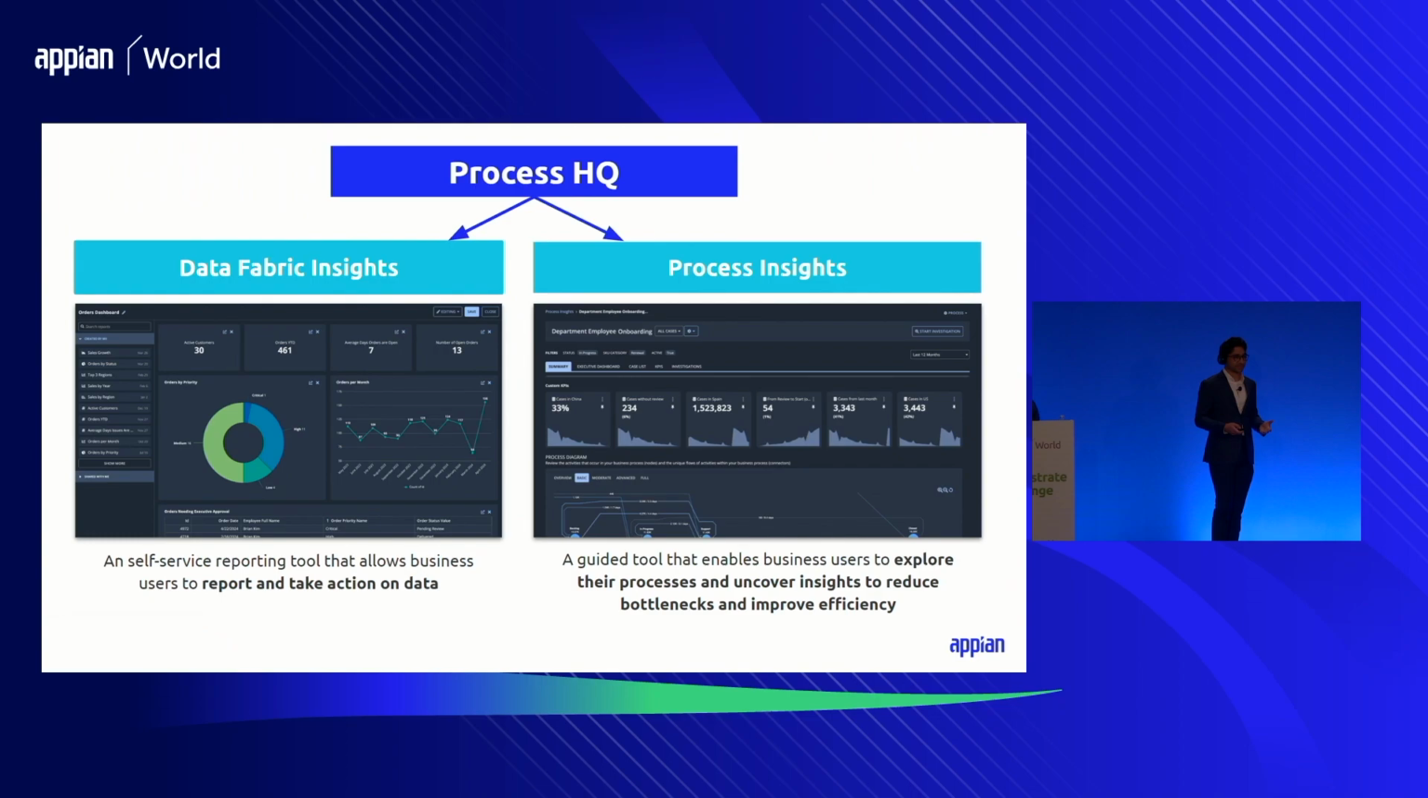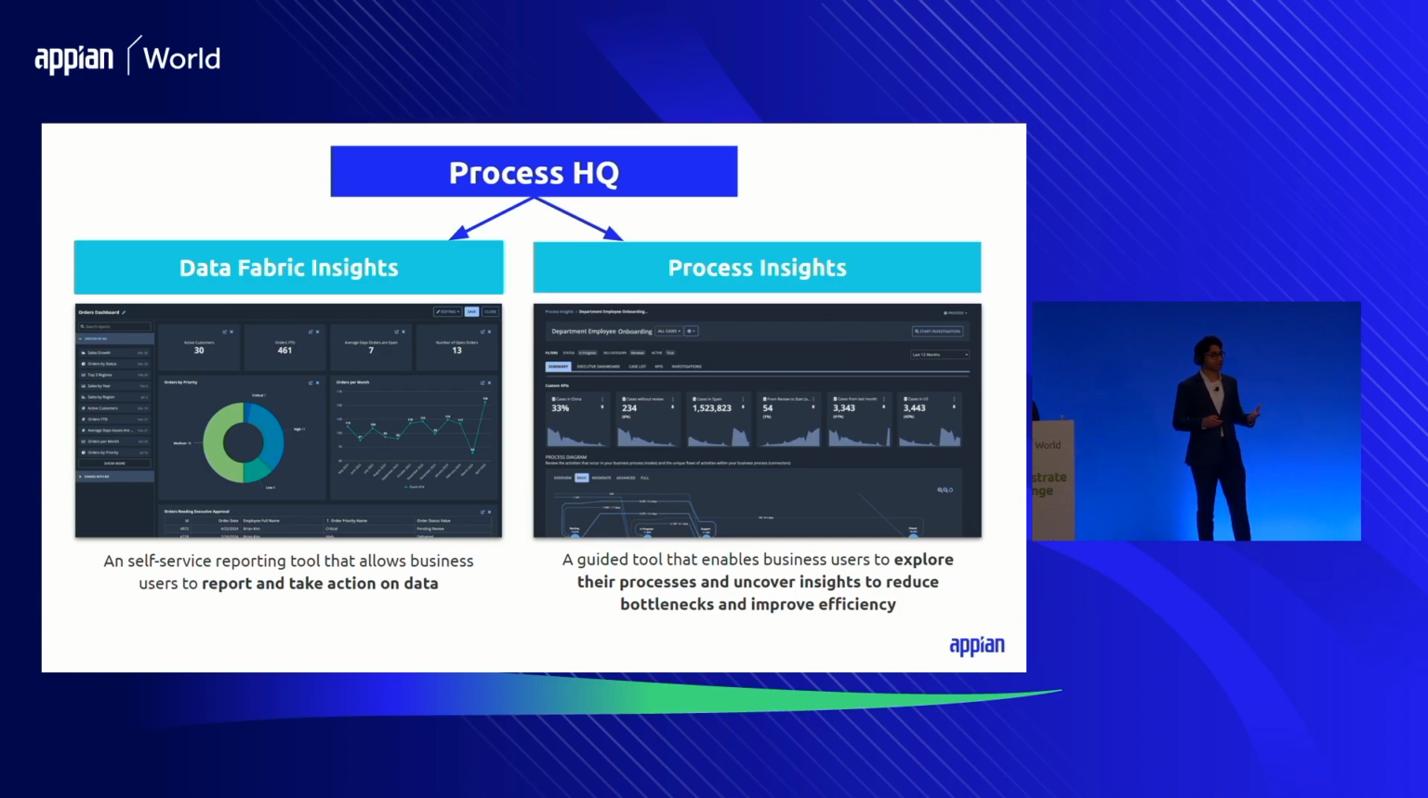So let's just take a step back real quick and take a look at what Process HQ has to offer. Now, as I mentioned at the beginning of this presentation, there are two key components to Process HQ. The first one is Data Fabric Insights, which is all about visualizing your data and reporting on it. You can create reports and dashboards, and it's really cool and powerful. But what we're focused on today is Process Insights. And Process Insights is all about process mining.